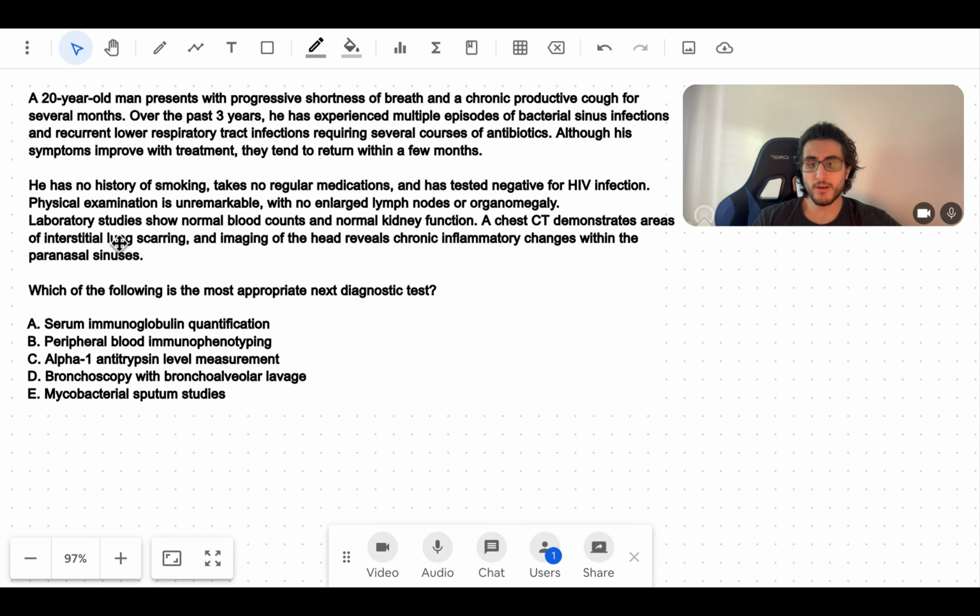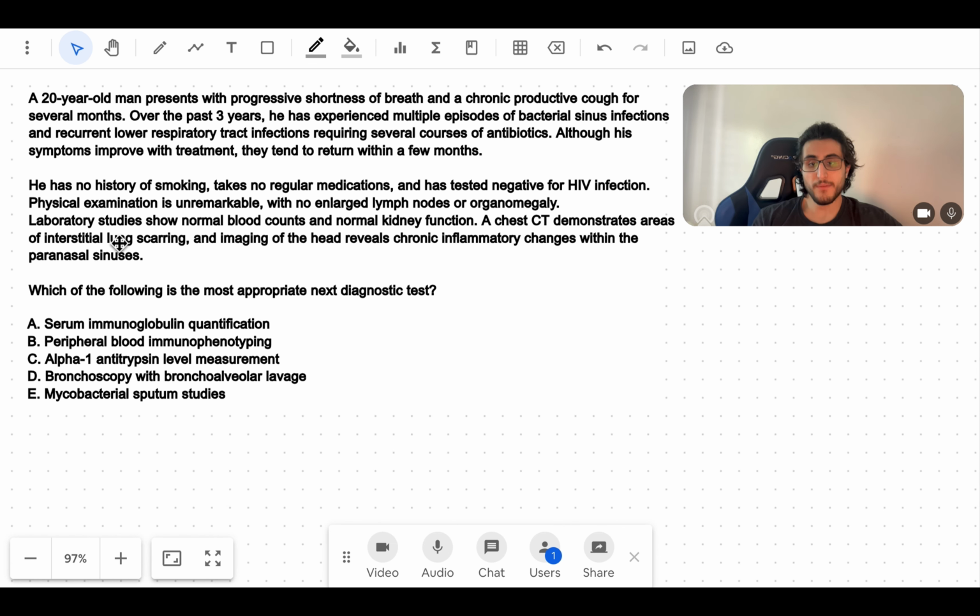B, peripheral blood immunophenotyping. This could also be used to measure the levels of B and T cells, and B cells alongside IgA, IgM, and IgG levels are low in patients with X-linked agammaglobulinemia. And that condition usually happens with patients who are very young. I'm talking about infant boys. And right now we have a 20-year-old patient, so this doesn't really apply.